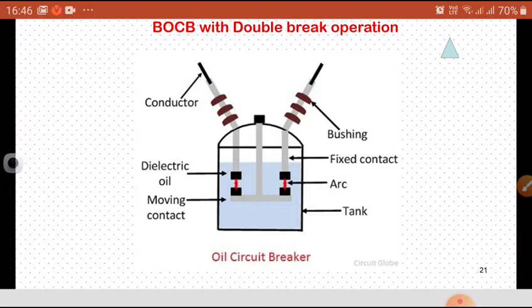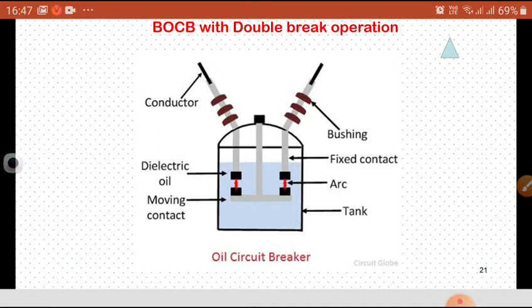Why do we prefer the double braking system? Why not the single braking system? In a single braking system, when the current is very high, the operation is very quick. When the short circuit current is less, the arc developed is also very small. That means the time taken to operate in a single brake is longer for low currents. We don't want that, so as an improvement of single braking, we go to the double braking system.